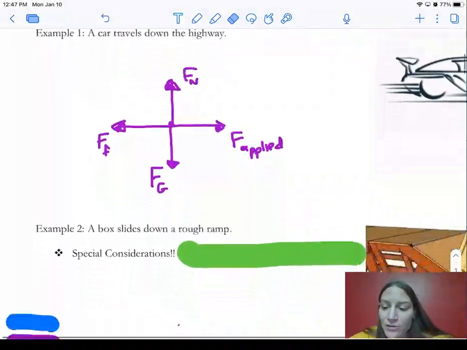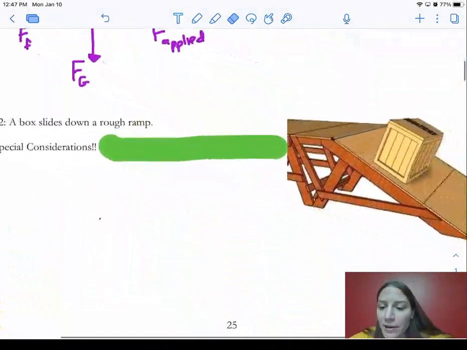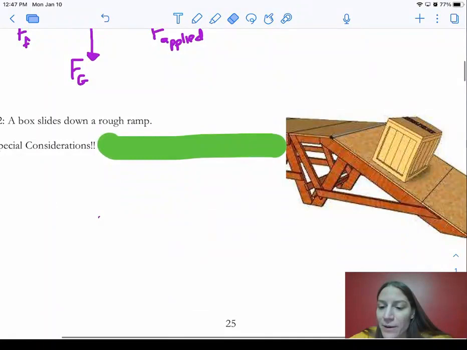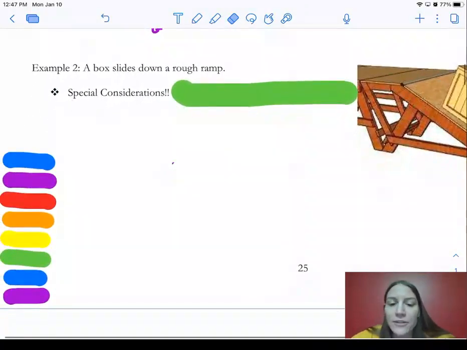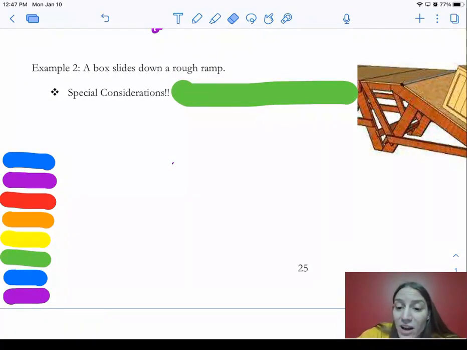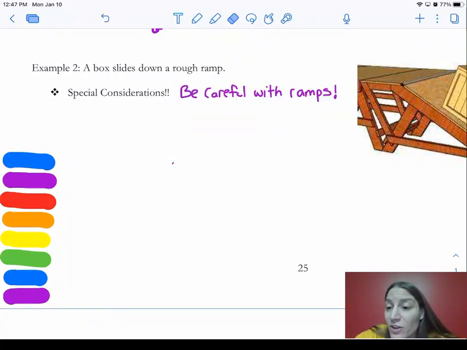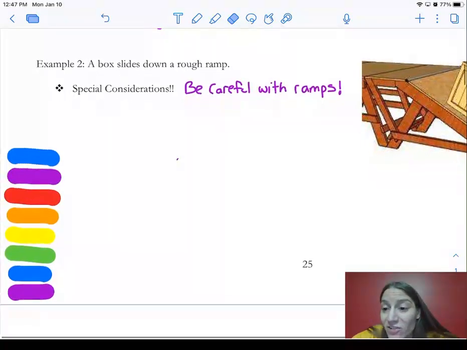Now we got one more that we're going to draw here. In my picture there's a box sliding down a ramp. It's not really obvious that it's going in that picture, but it is. And so I've got a note here that there are some special considerations. When you have stuff on a ramp, you have to be careful with those ramps because there are angles.